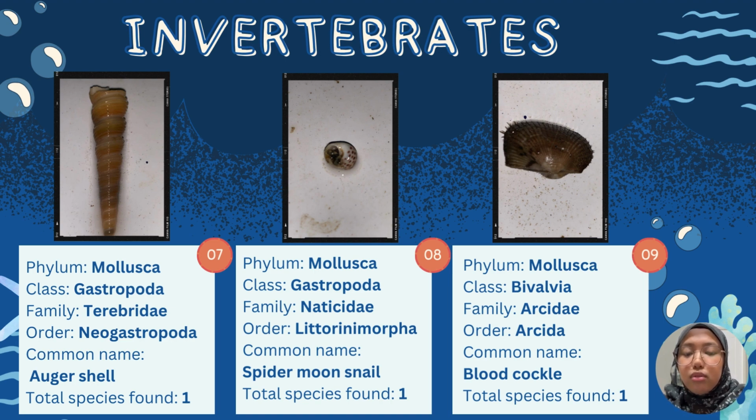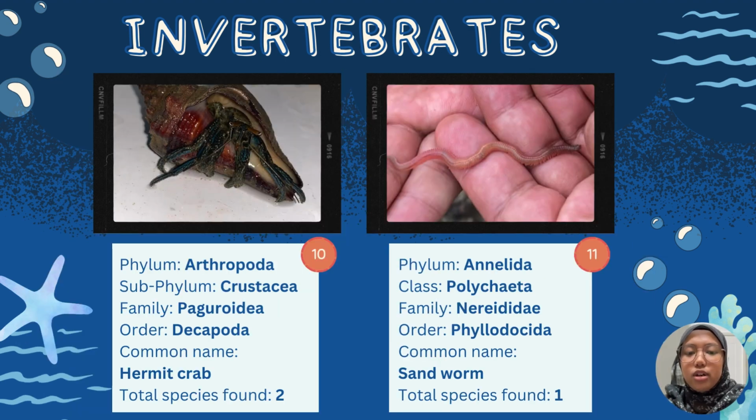Next is black cockle from phylum Mollusca and class Bivalvia. It falls under order Arcida and family Arcidae. Total species found is 1. Next, we found hermit crab from phylum Arthropoda and subphylum Crustacea. It falls under order Decapoda and family Paguroidea. Total species found is 2. The last one, we found sandworm from phylum Annelida and class Polychaeta. It falls under order Phyllodocida and family Nereididae. Total species found is 1.